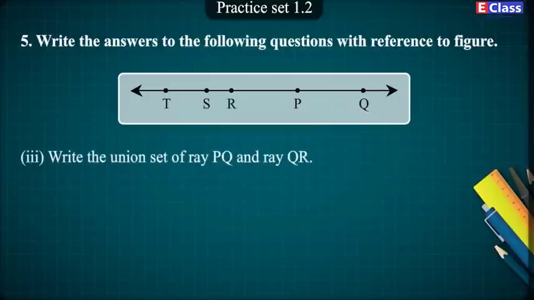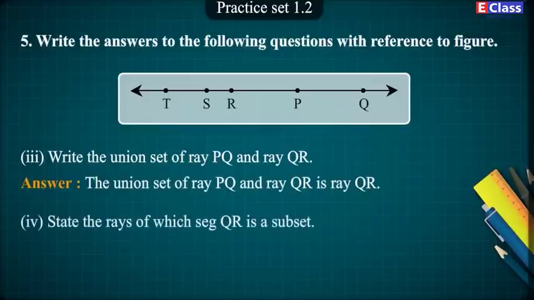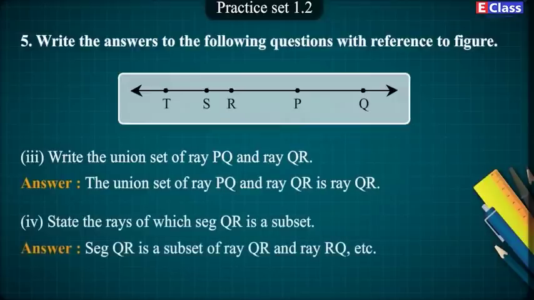3. Write the union set of ray PQ and ray QR. Answer: the union set of ray PQ and ray QR is ray QR. 4. State the rays of which segment QR is a subset? Answer: segment QR is a subset of ray QR and ray RQ, etc.